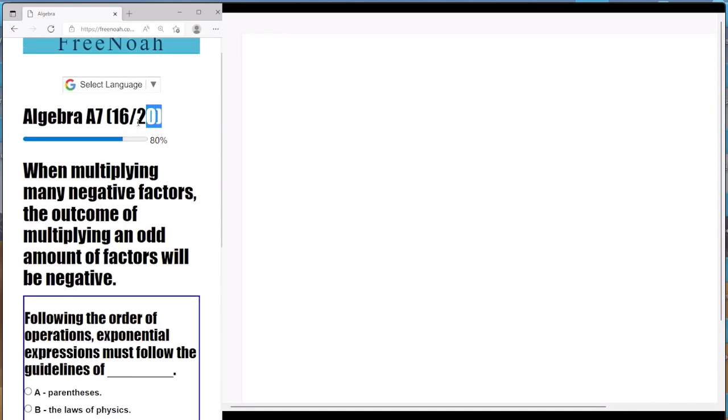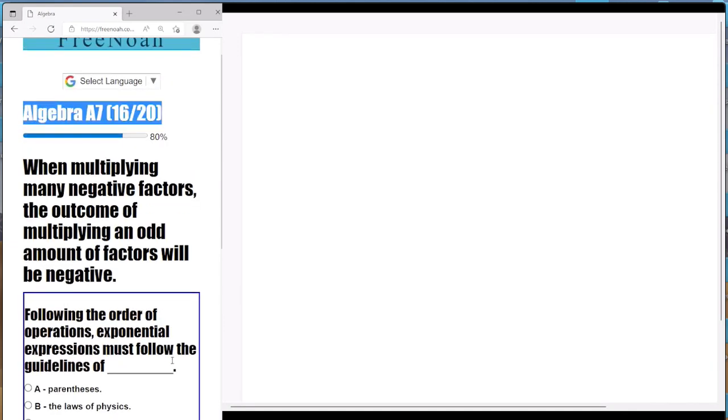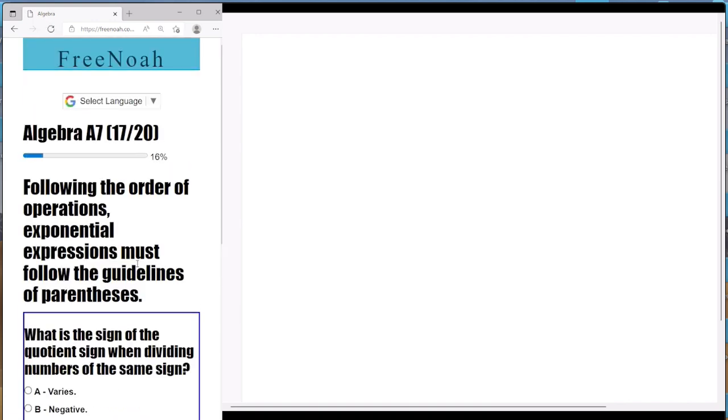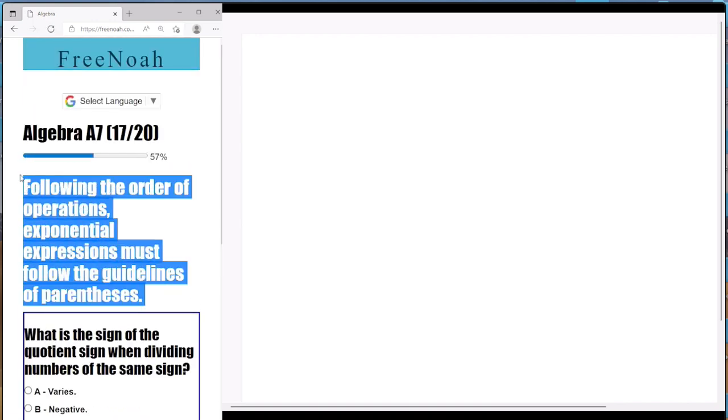Okay, question 16, assessment 7. It says fill in the blank here. Following the order of operations, exponential expressions must follow the guidelines of blank. The answer is parentheses. So, following the order of operations, exponential expressions must follow the guidelines of parentheses.